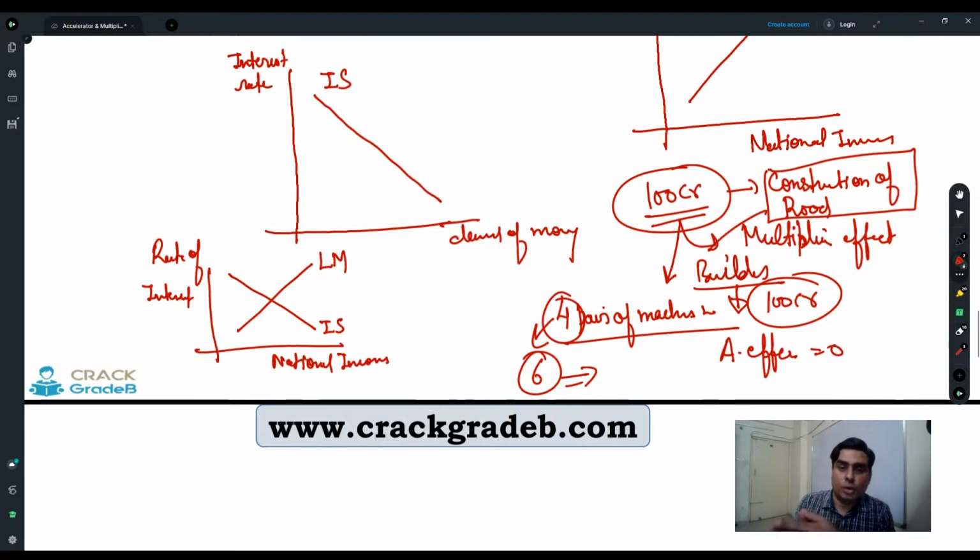The accelerator effect always shows an increase in investments. If investments are not being increased but money is being added and spent, then the multiplier effect will be there. The accelerator effect will be there only when there is an increase in investment.